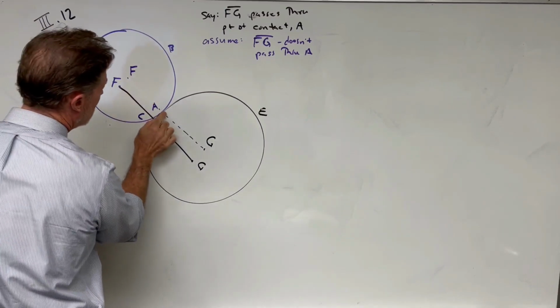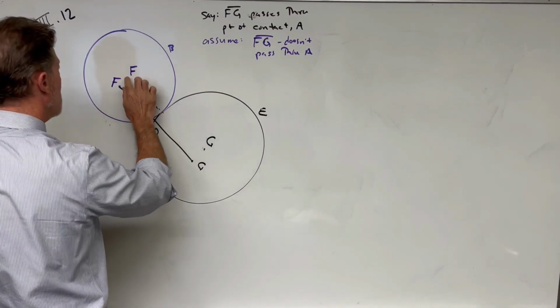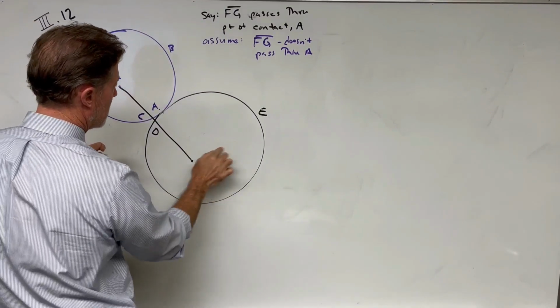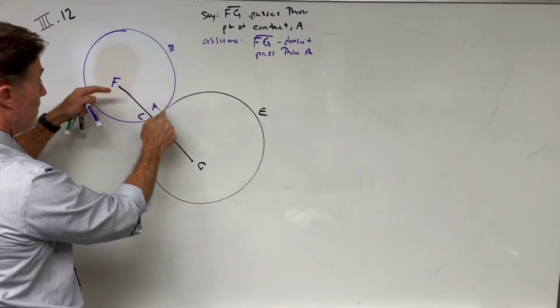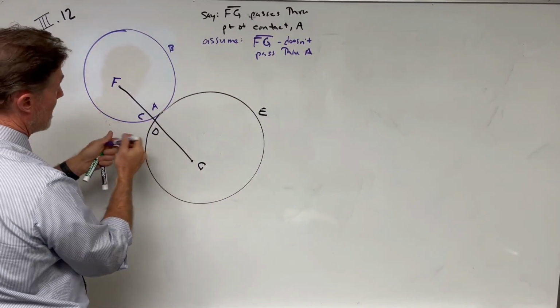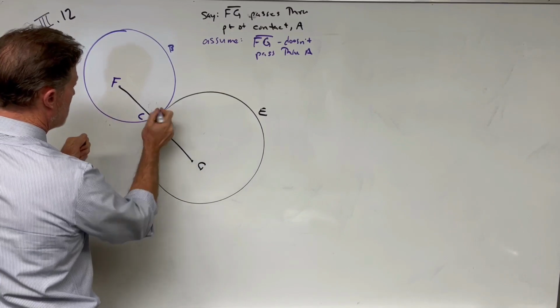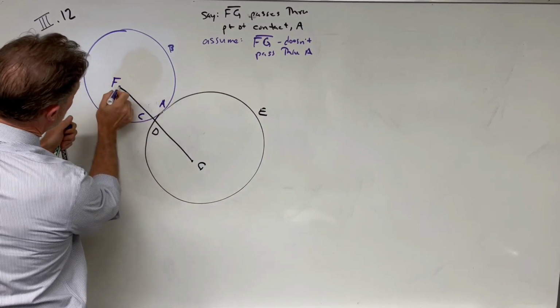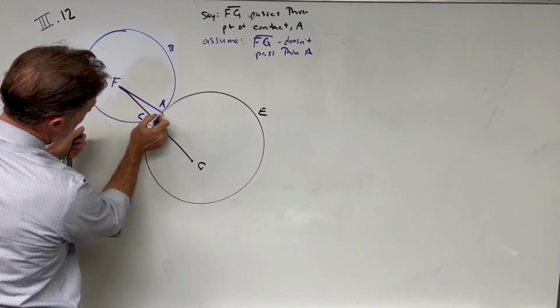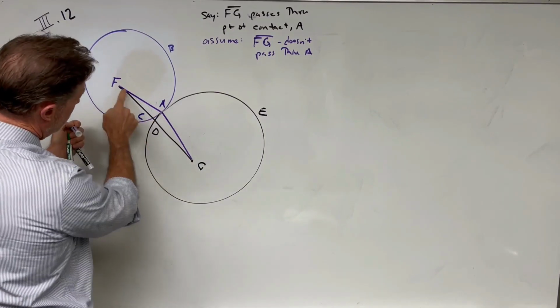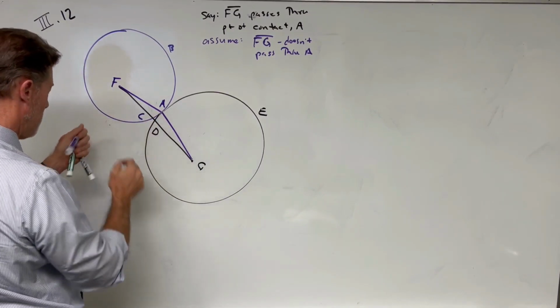So let's show how this leads to a contradiction. For the moment, we're going to get rid of our old centers, and we're going to use our assumed centers, the joining of which doesn't pass through the point of contact A. So now let's move A over here just a little bit. Now let's join FA and AG. And so now let's see what we have.